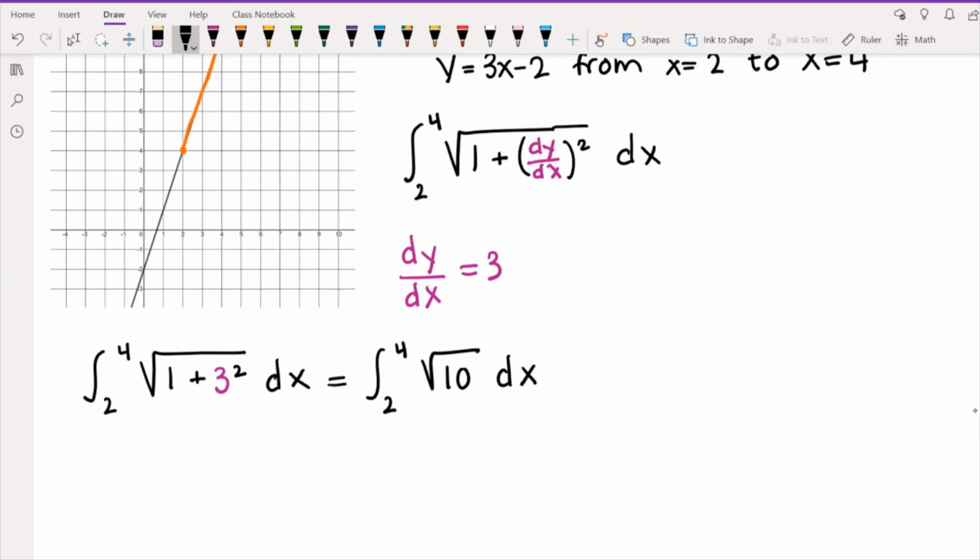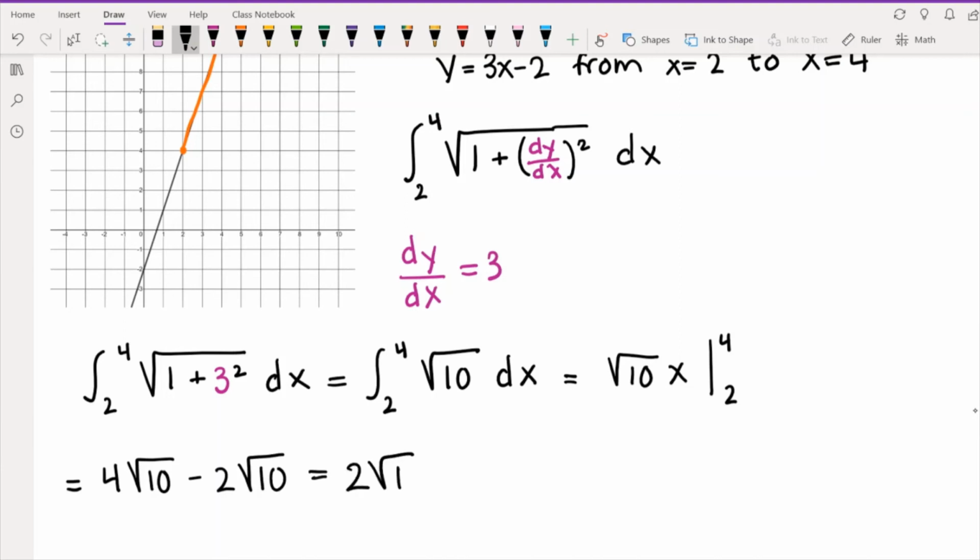So how do you deal with that? How do you take the antiderivative of square root of 10? Well, it's just a constant, right? So the antiderivative is just going to be the square root of 10 times x. And then we evaluate at 4 and at 2, and we get 4 times the square root of 10 minus 2 times the square root of 10, and so that just comes out to be 2 root 10.